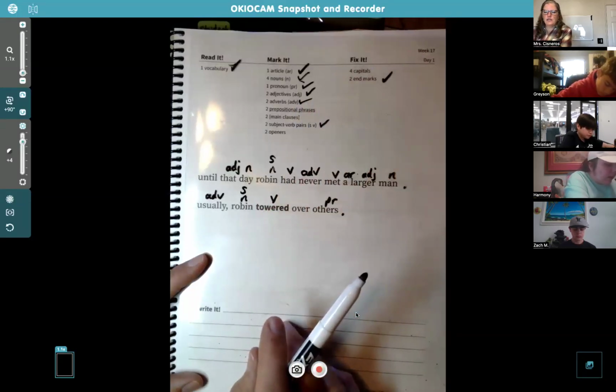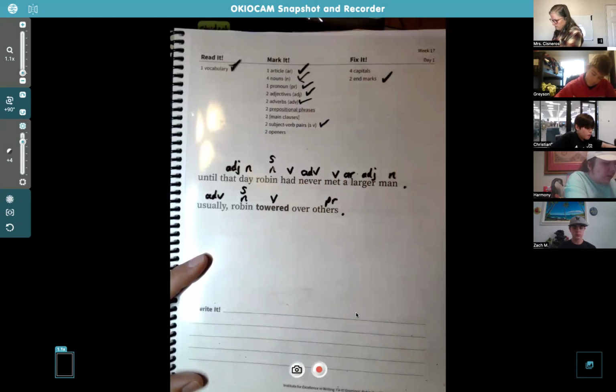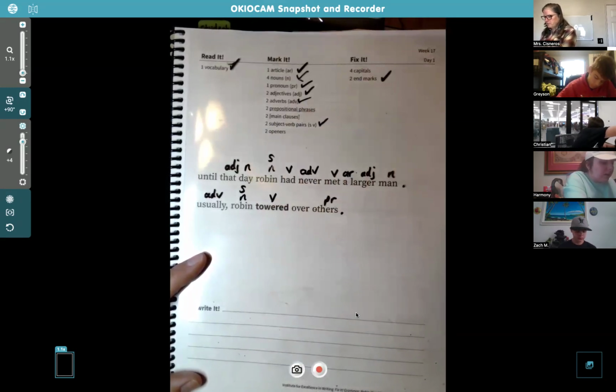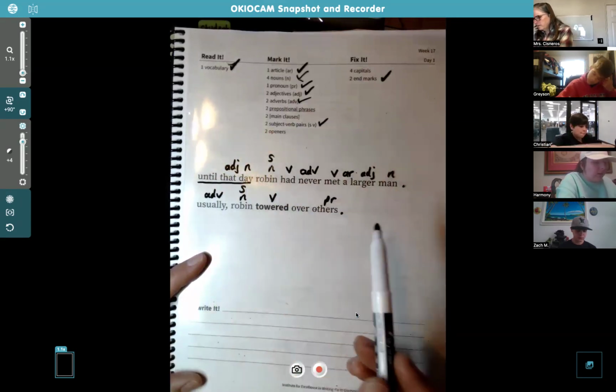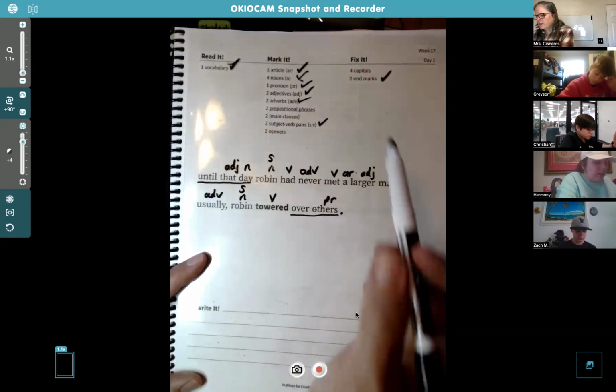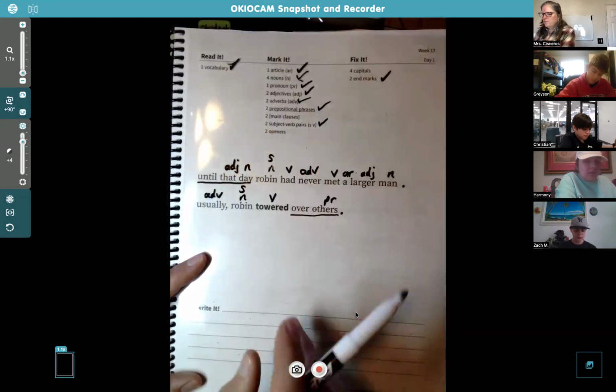Prepositional phrases, Harmony. Do you see where those are now? There's 2. Color your prepositional phrases. Until that day. And over others. Good. Perfect. Very nice. Main clauses.